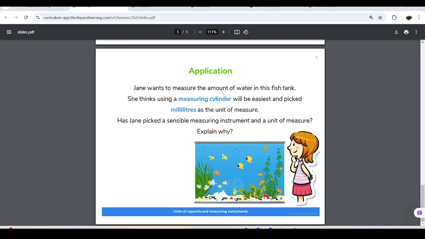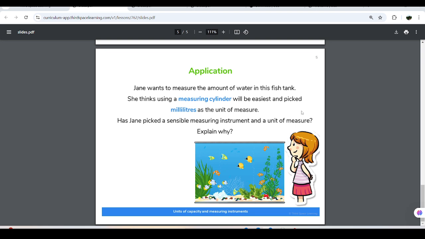No, never. She's wrong. Okay, why? Explain. Because why would someone use milliliters for a fish tank? Unless you have a fish tank the size of a water droplet.